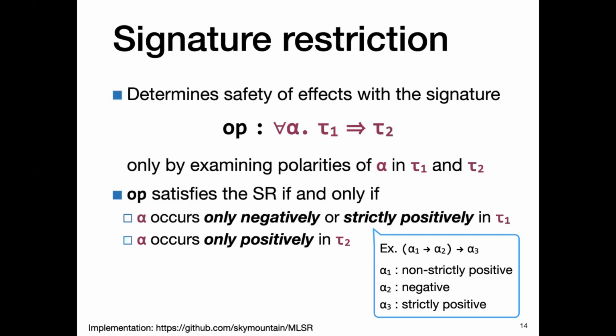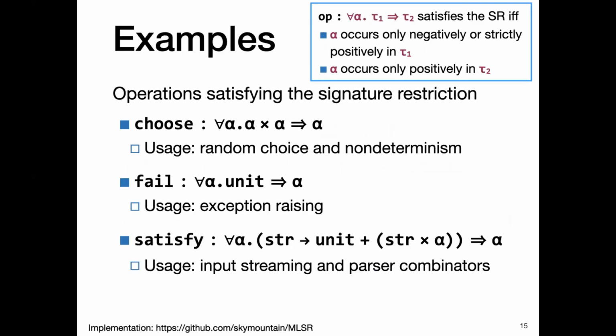And by using these definitions, we check whether these three operations satisfy the signature restriction. The first example is choose. We can easily find that the type of choose satisfies the signature restriction, because for the argument type, the bound type variable occurs only strictly positively. And for the return type, it also occurs only positively. So this choose operation satisfies the signature restriction.